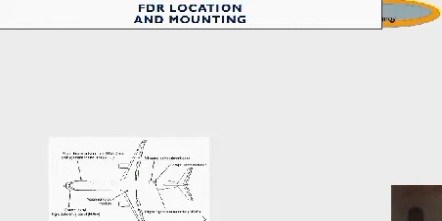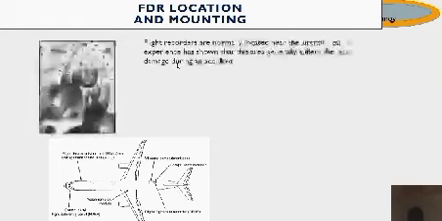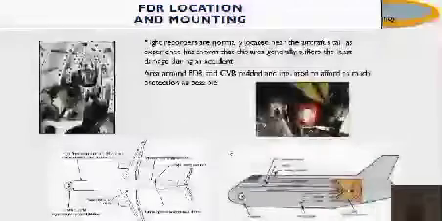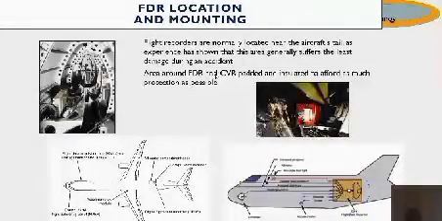We can see where the FDR is located. It's around here on the tail. Flight data recorders are normally located near the aircraft's tail, as experience has shown that this area generally suffers the least damage during an aircraft accident. The area around the FDR and CVR is padded and insulated to afford as much protection as possible. You can check this one.